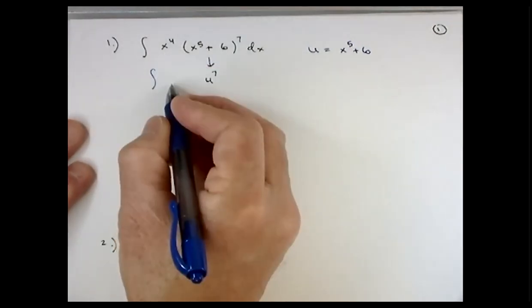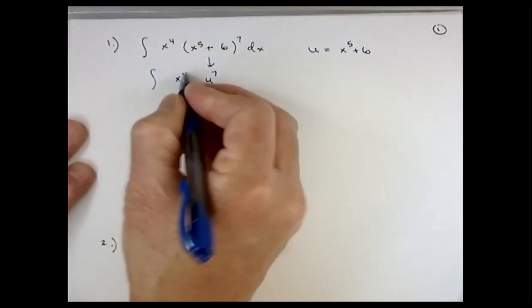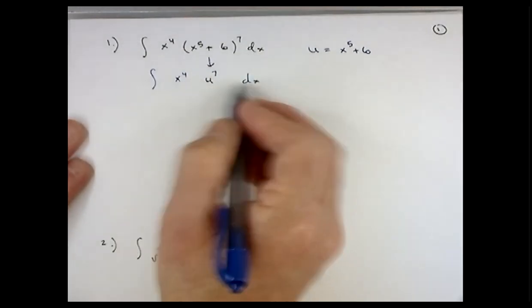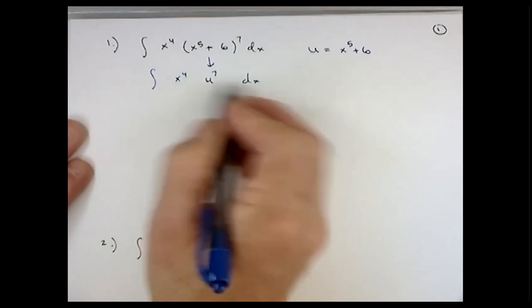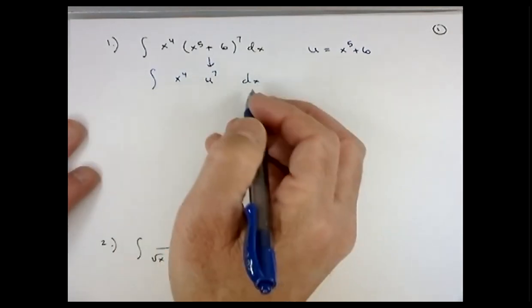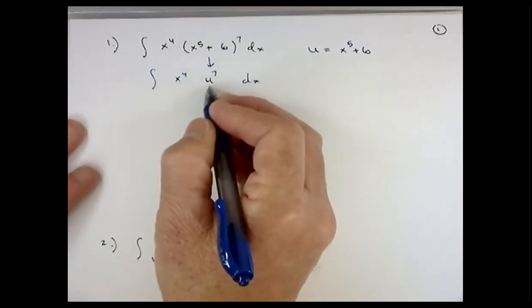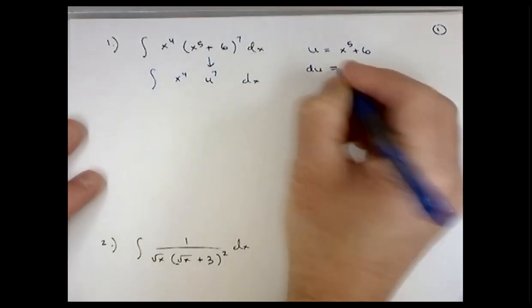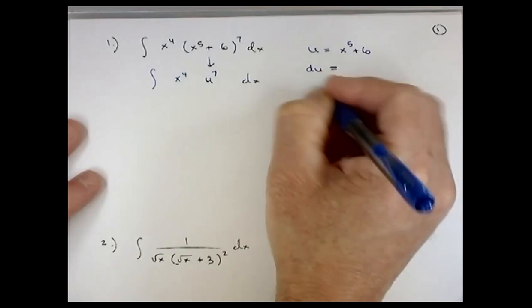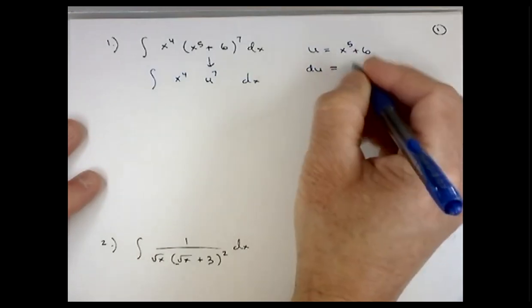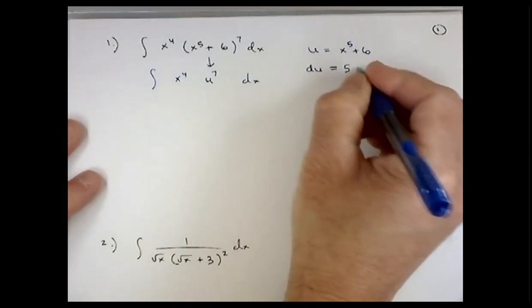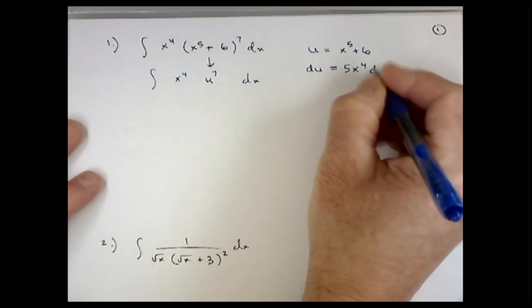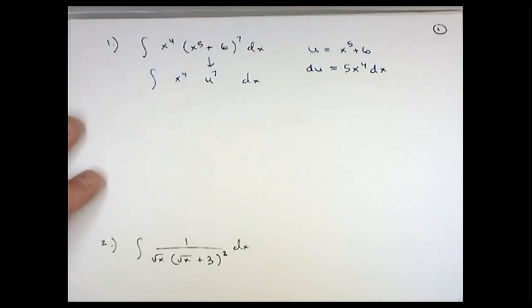But what is still unaccounted for is this x to the 4th and dx. And my goal now is I need to convert those two in terms of u's and du's so that I can integrate with respect to u. And that comes from the derivative. So it's really du dx. And I take the derivative, but then I just multiply the dx over. So it's 5x to the 4th times dx.